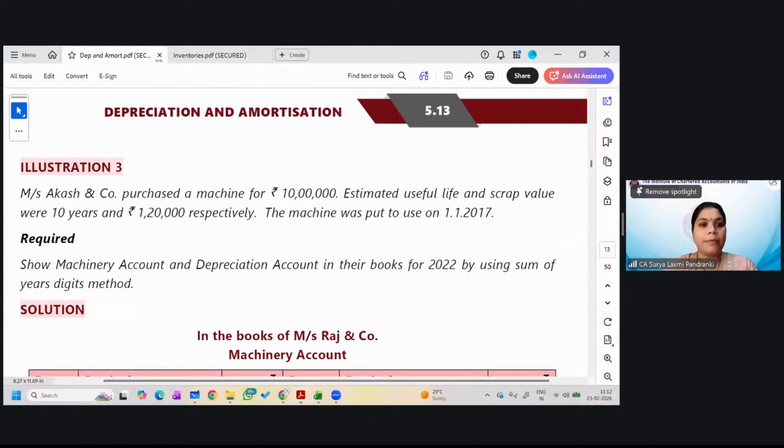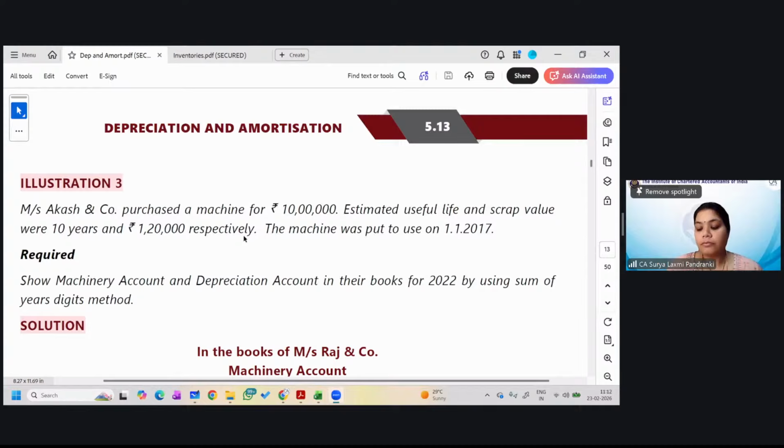Look at this question, Illustration 3. Now what is given in this illustration 3? Mrs. Akash and Co. has purchased a machine for 10 lakhs. The estimated useful life and scrap value are 10 years and 1 lakh 20,000, which means the estimated useful life is 10 years and scrap value is 1 lakh 20,000. Both are given to you.